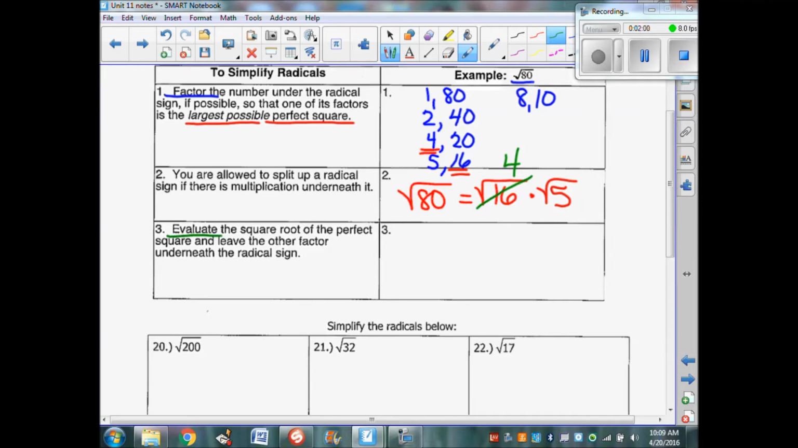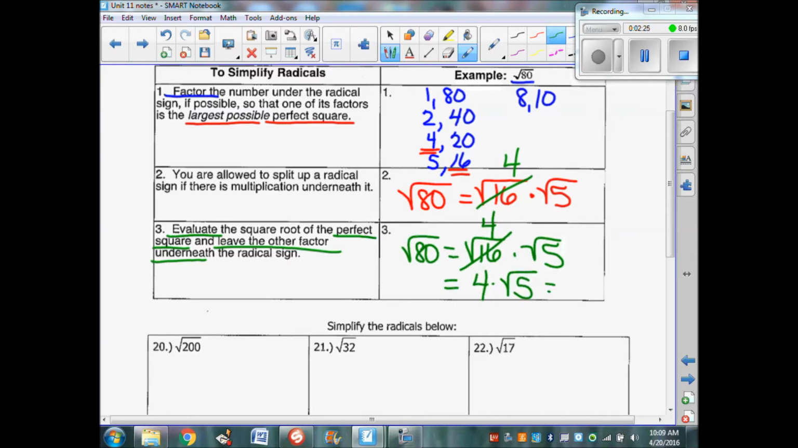But we don't have a square root of 5, so now it says, I kind of got ahead of myself here. Now the next step says, evaluate the square root of the perfect square and leave the other factor underneath, meaning leave it alone. So what I had started to do was, I said, the square root of 16 is 4. 5 is not a perfect square, so I leave it alone. So my final answer is 4 times the square root of 5, or I could just write 4 square roots of 5.